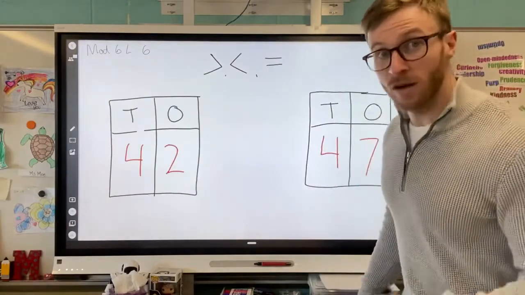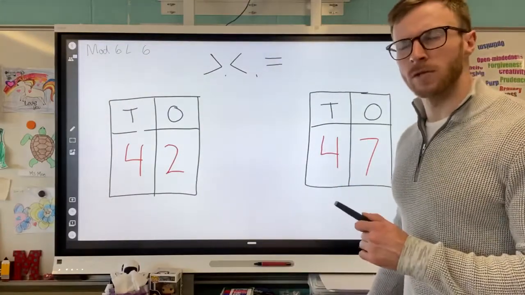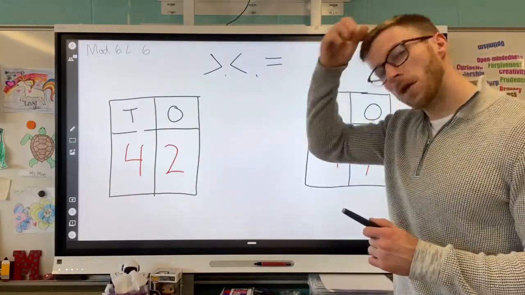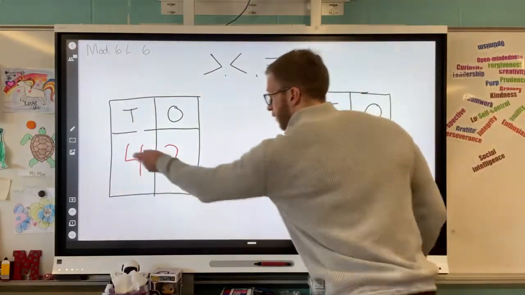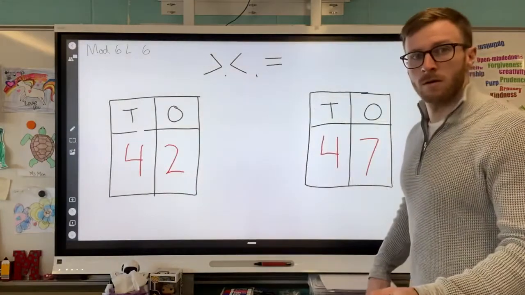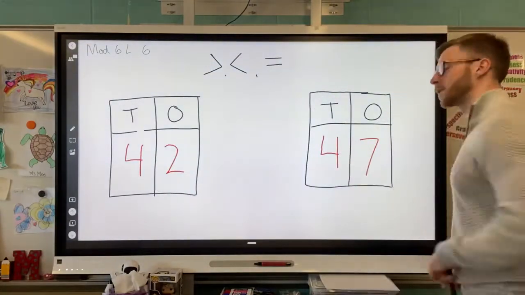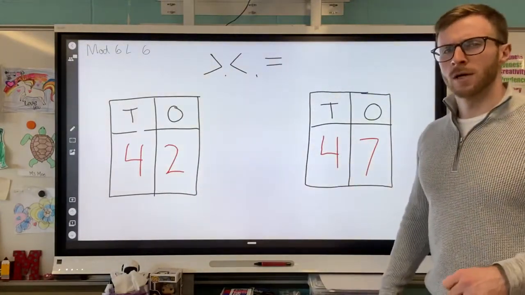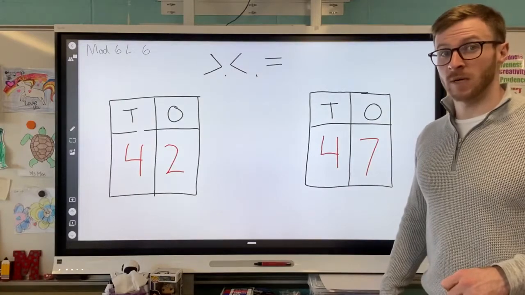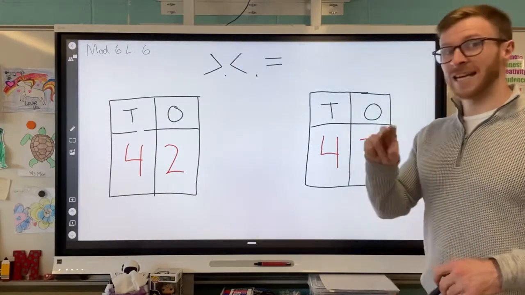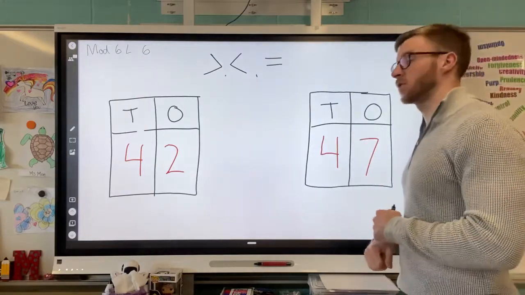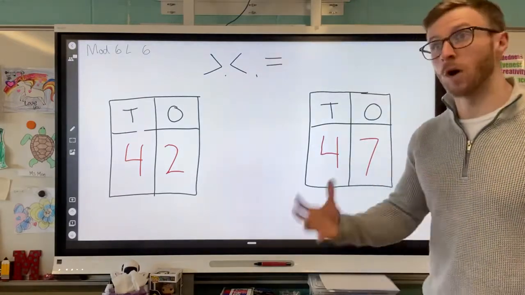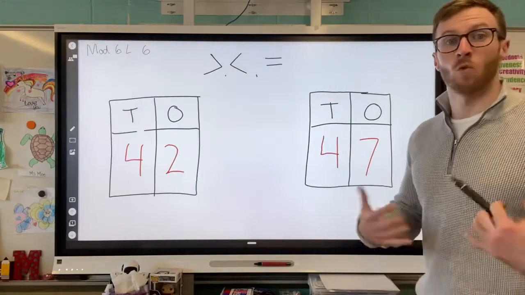We are going to start with our tens or ones place value. Which one do we start with? Tens place value. So let's look at our tens place. I have 4 tens over here and 4 tens over here. Okay, can we tell which is bigger from the tens place? No, we cannot. They're in the same grouping of 10. So we have 4 tens in each one. So now we have to go to the ones place and see which one has more ones.